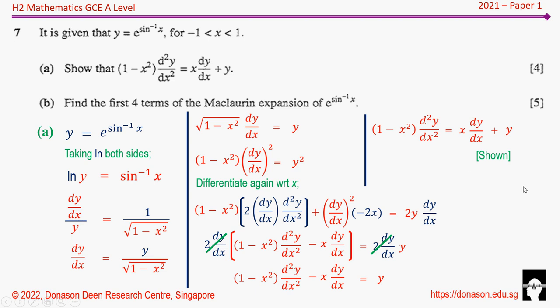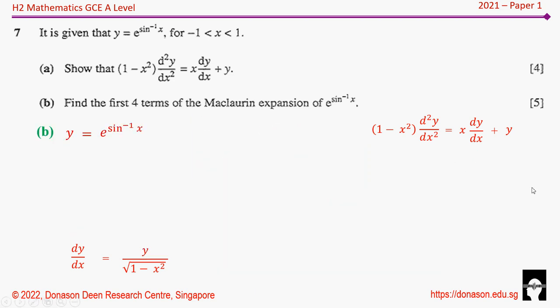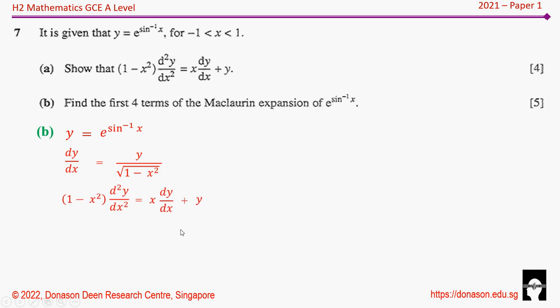So we have already shown this part. So let us look at part B now. So I've got my y, I've got my dy/dx, and I've got the expression which is in terms of the second derivative d2y/dx², which we can make use of to get the coefficients.